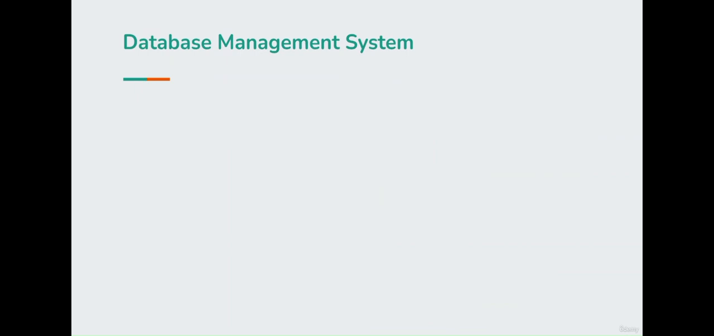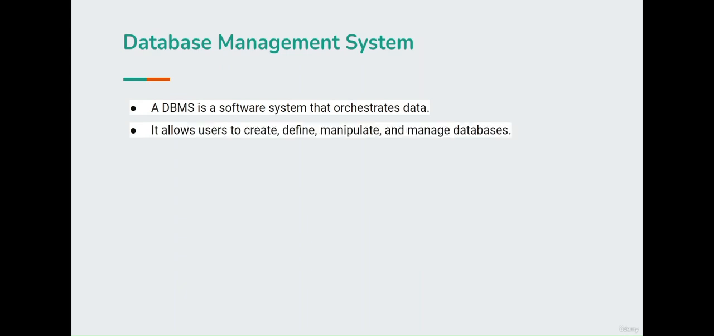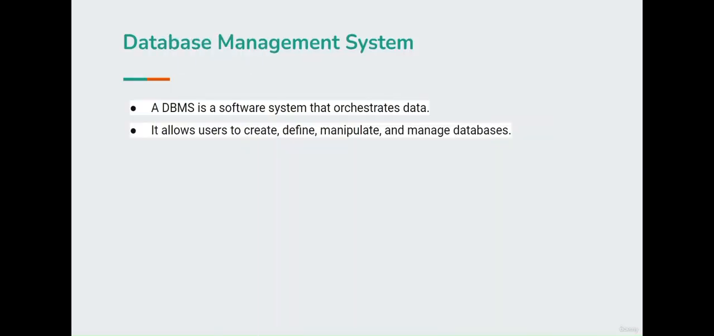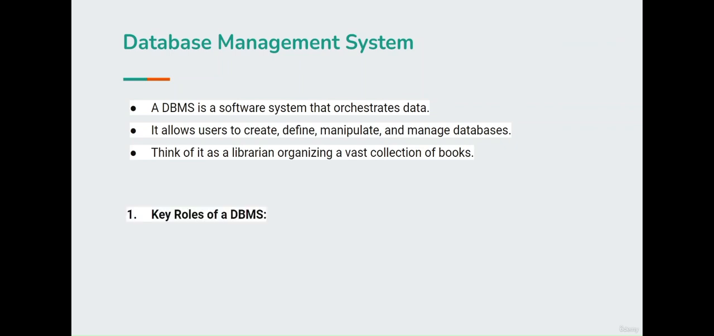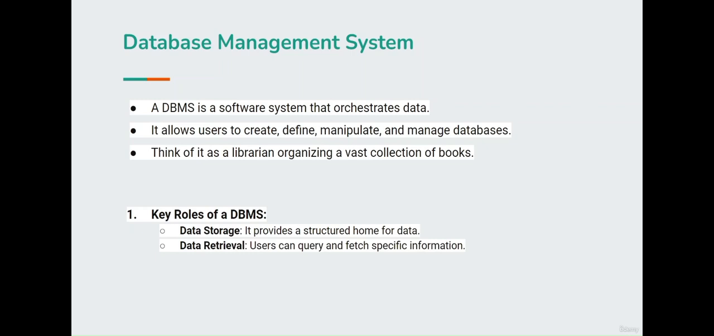So what is a database management system? A DBMS is a software system that orchestrates data. It allows users to create, define, manipulate, and manage databases. Please note that a database is different from a DBMS. A database management system can be Oracle, Postgres, or SQL Server. Think of it as a librarian organizing a vast collection of books. The key roles of a DBMS include data storage, data retrieval, and data security.